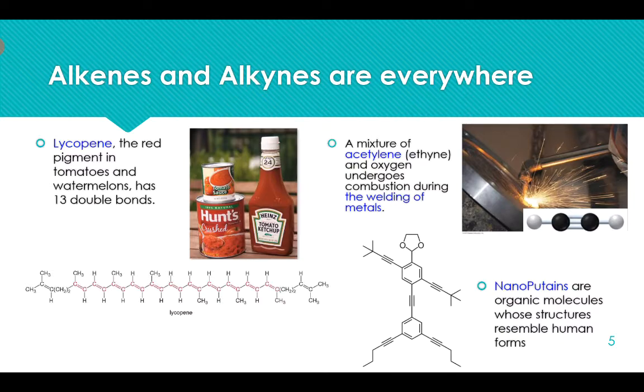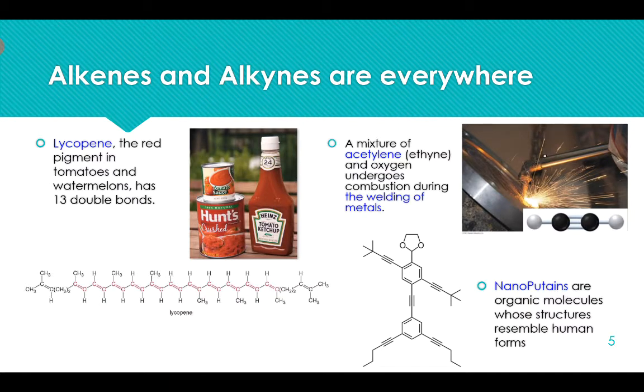Alkenes and alkynes are everywhere. Lycopene, which is responsible for the red color in tomatoes, gets its color from the alternating double and single bonds in this molecule. These are called conjugated double bonds. So there's 13 double bonds in this structure.